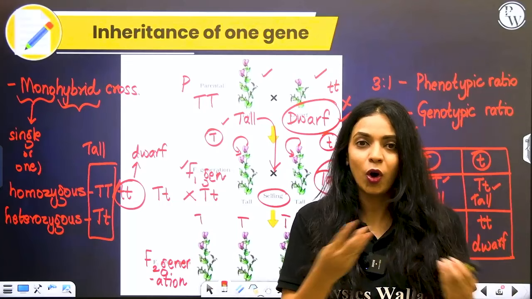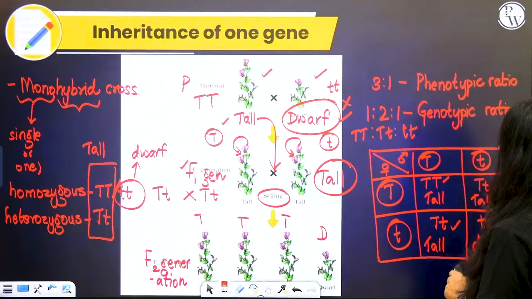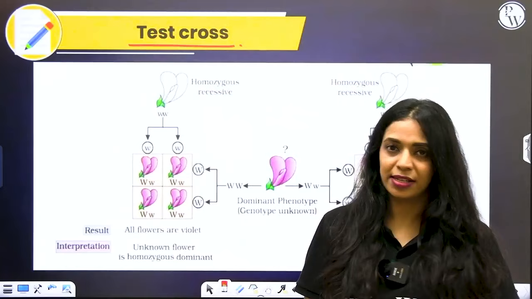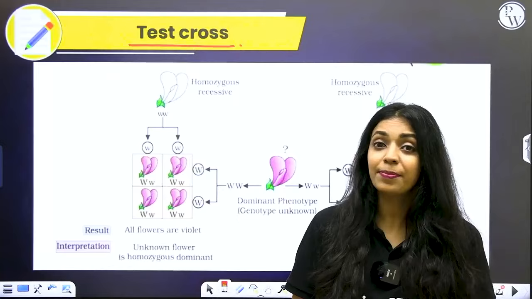Yes, we can. And that can be done by another type of cross, which we call the test cross. So what do we do in a test cross? We are testing for something, obviously. What are we testing for? Whether the organism that's exhibiting a dominant phenotype, whether it is homozygous dominant or heterozygous dominant, we can check.